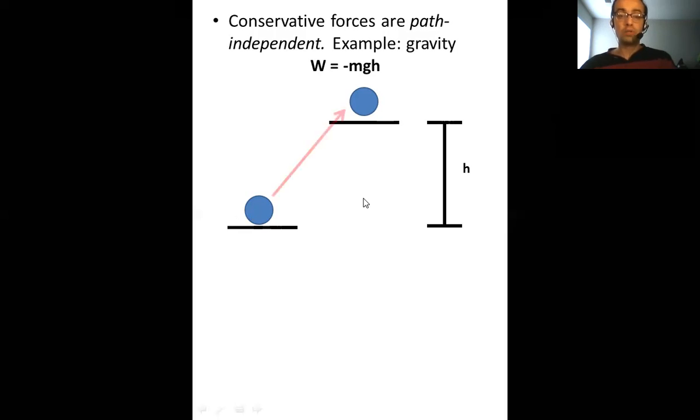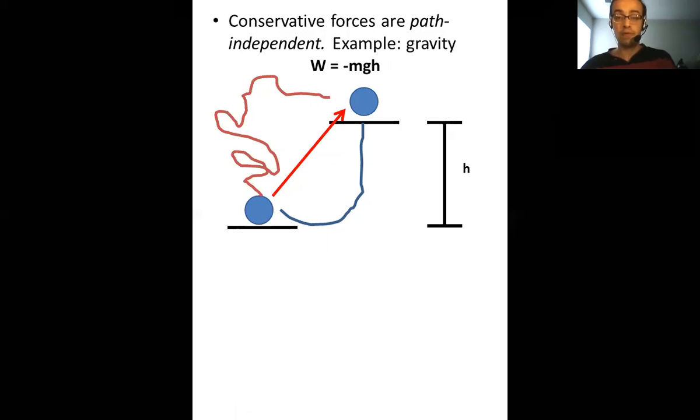If we move the ball directly, or if we move it by some sort of crazy path, the amount of work done by gravity is the same, and the potential energy of gravity is the same as a result of that movement. So this is what we mean by path independence. It doesn't matter if that path is straight or if it's really crazy. All that matters is the initial position and the final position.